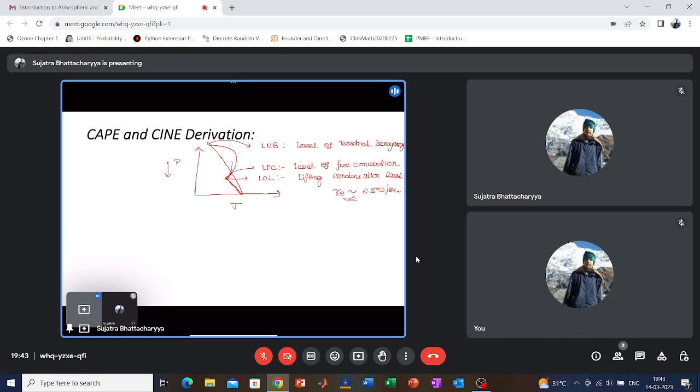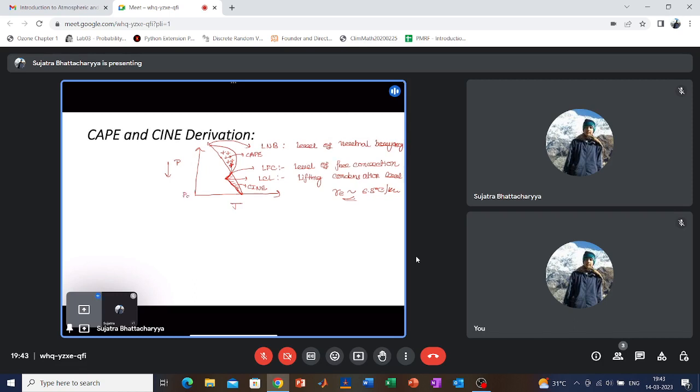So this is the energy which is not required. The parcel already has it, but here the energy has to be given. Work needs to be done from outside. That's why it is negative, called CINE, convective inhibition energy, and this is CAPE, convective available potential energy. Now how to derive this is our task.